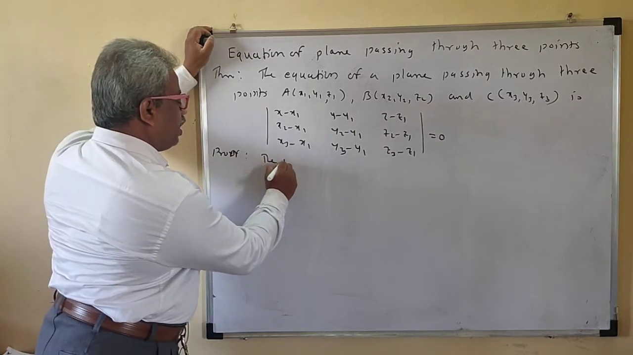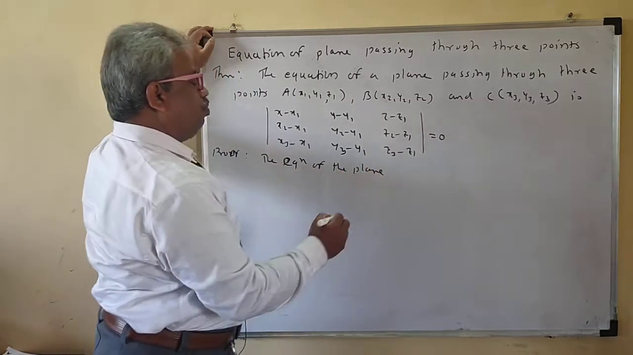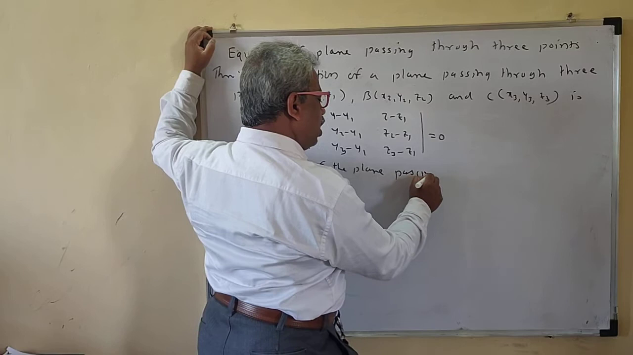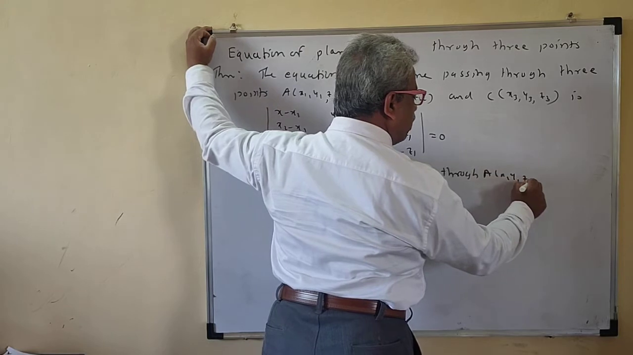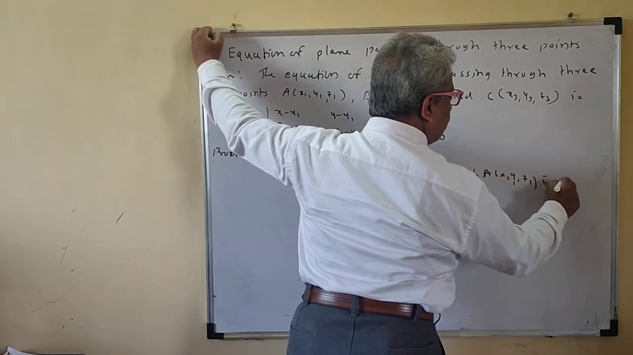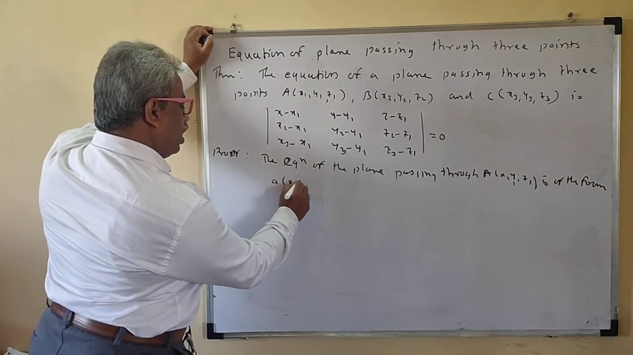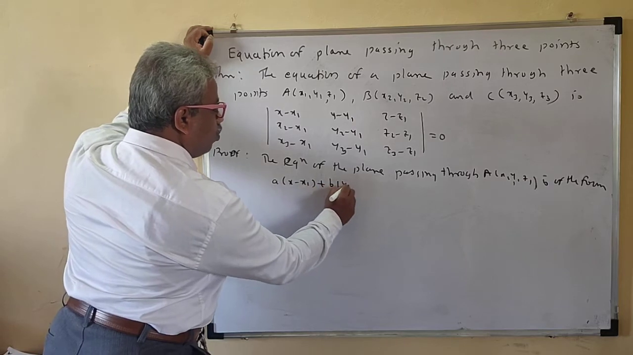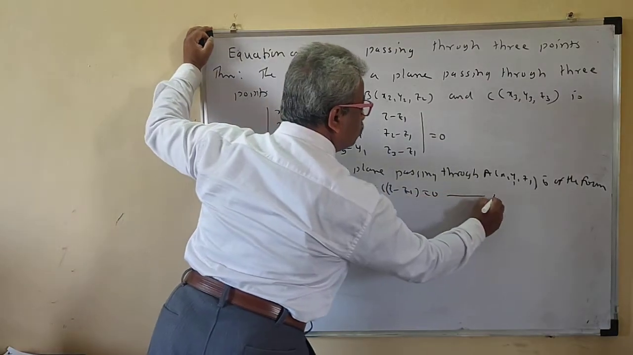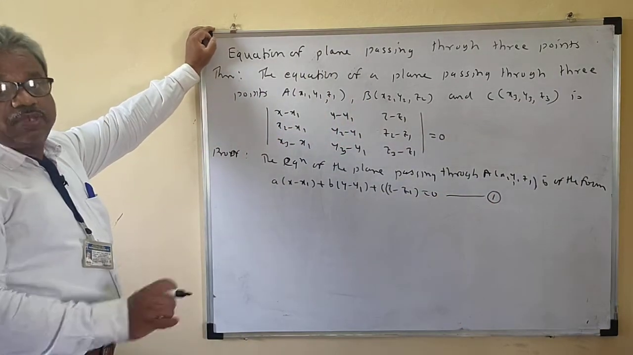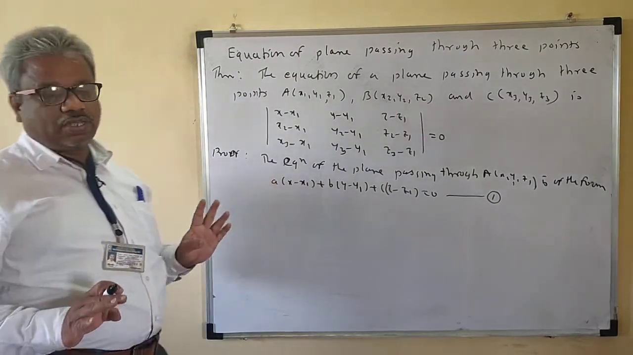The equation of the plane passing through A (x1, y1, z1) is of the form a into (x minus x1) plus b into (y minus y1) plus c into (z minus z1) is equal to 0. So the equation of a plane passing through one point is of this form. We don't want these a, b, c because they are not given here.